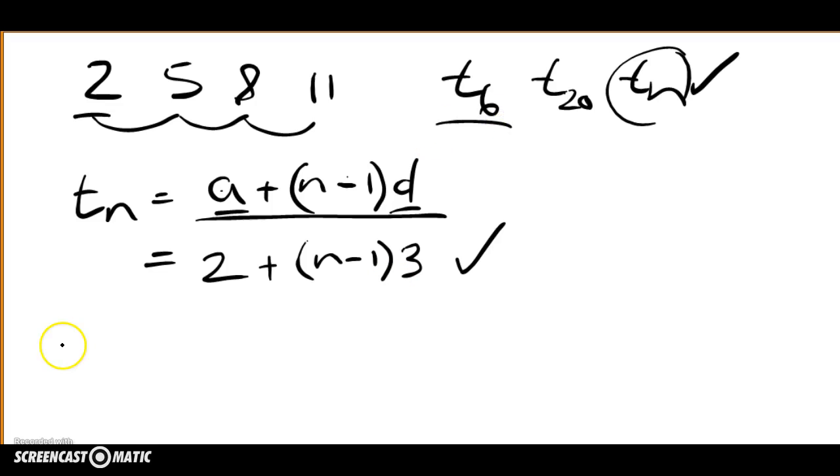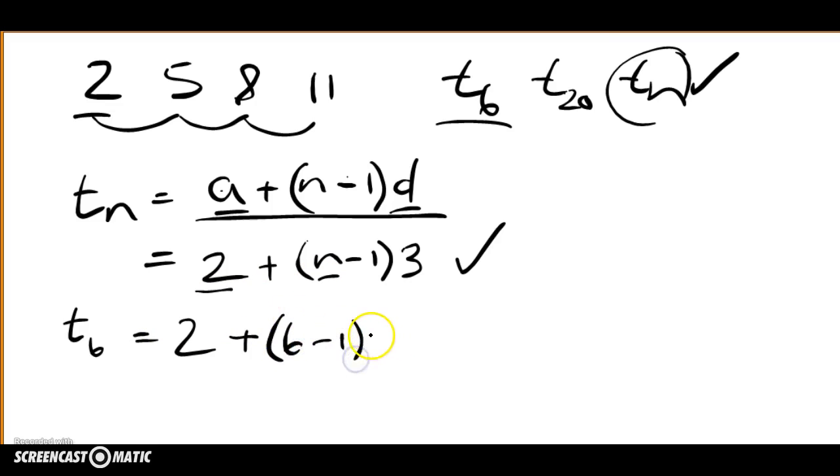Now I'm going to find term number 6. N is 6. So copying down this Tn, 2 plus 6 minus 1 times by 3. 6 minus 1, that's 5. 5 times 3 is 15. 15 plus 2, 17. The sixth term, this is term 1, 2, 3, 4, 5, 6. It's going to be 17. And you could probably do that in your head. I mean, you could add 6 to 11 and get 17.